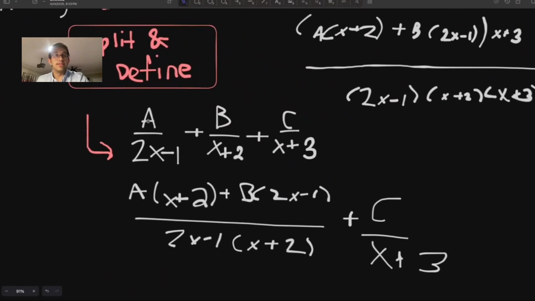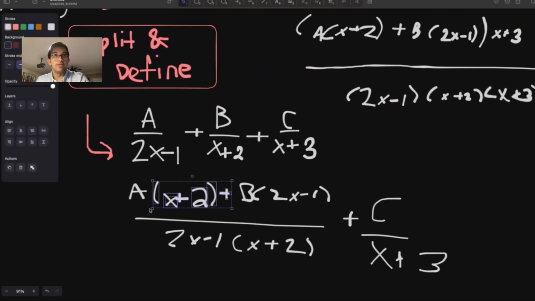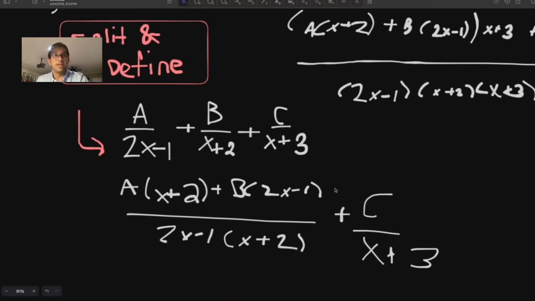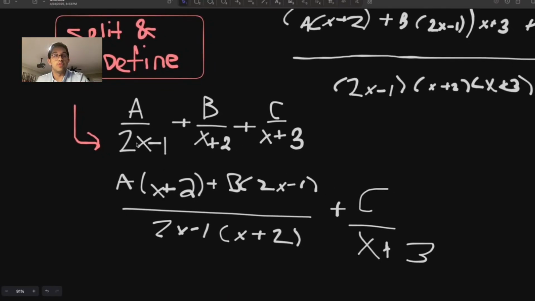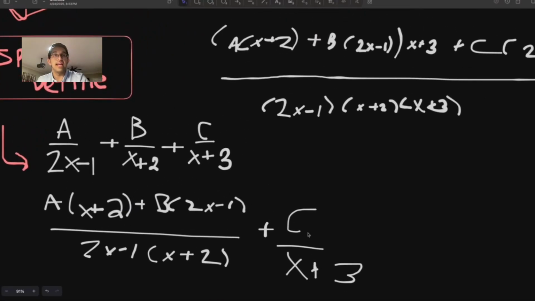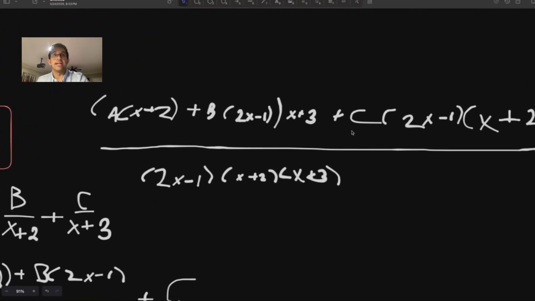So you see we're doing A times (x plus 2) right there. And we're doing the B times (2x minus 1) over the denominator, these two, (2x minus 1) times (x plus 2) multiplied. Then we're also adding the C right here. And we do the butterfly method again to get this right here.